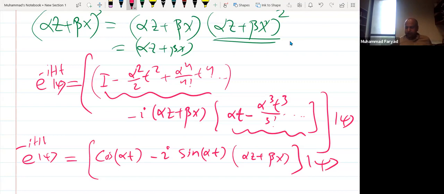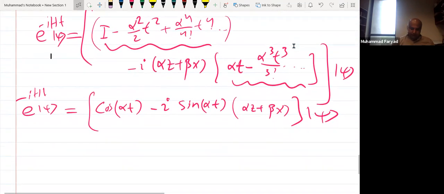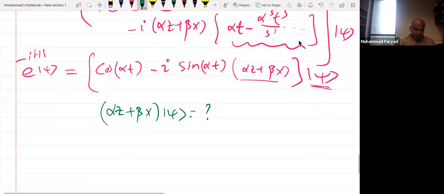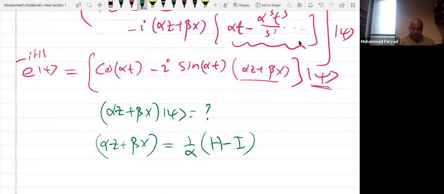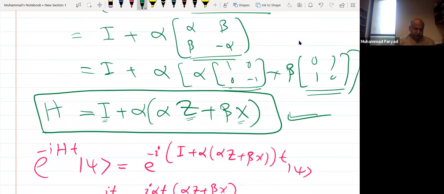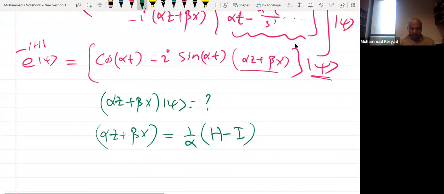Perfect. So any questions so far or confusion? No. So let's see one thing. Let me work out what this operator operating on psi gives. So this alpha z plus beta x on psi. Let's try to find this. And for that, we can note one thing very easily, that this is nothing but Hamiltonian minus identity. Because if you go back here, you see that this alpha z plus beta x is equal to, into alpha, plus I is Hamiltonian. So if I take this I here and divide by alpha, so (H minus I) over alpha will give me alpha z plus beta x. So this alpha z plus beta x is 1 over alpha (H minus I).